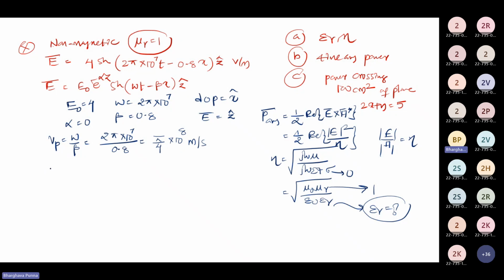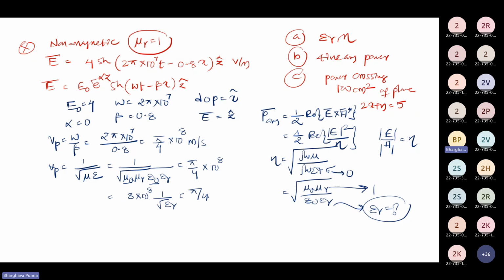Then we have another formula for velocity, that is 1 by square root of mu epsilon. So this is equal to, we can write now, 1 by square root of mu naught mu r epsilon naught epsilon r is equal to pi by 4 into 10 power 8. We can equate like this. It is equal to 1 by root of mu naught epsilon naught, which will give 3 into 10 power 8. And mu r value is 1. But here we don't know the value of epsilon r. We will keep it like that only. It is equal to pi by 4 into 10 power 8. So here the unknown thing is epsilon r only.